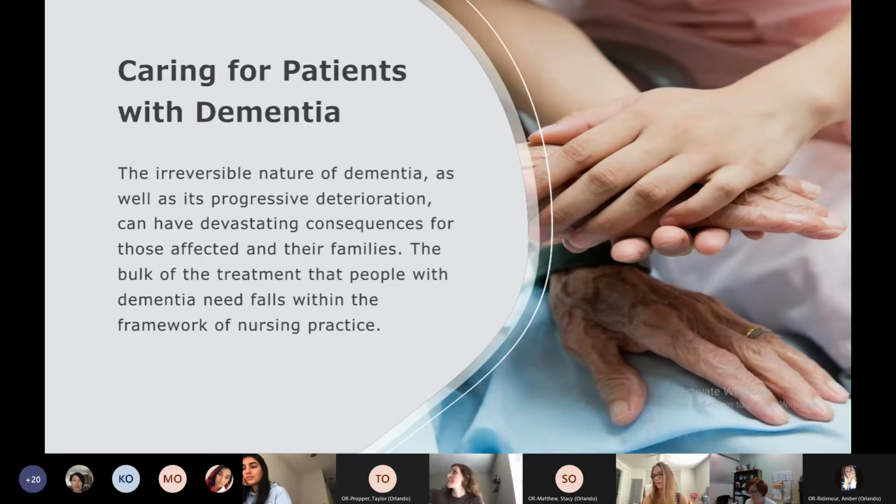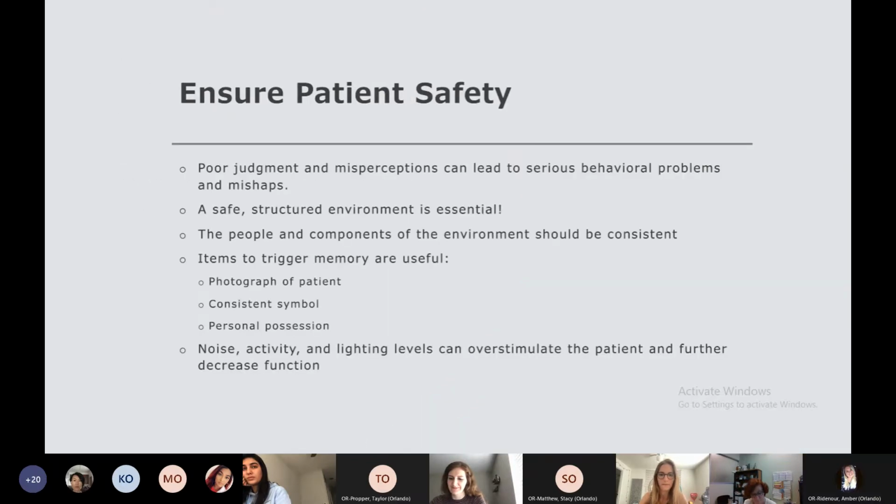Okay, so caring for patients with dementia, special care is required due to the negative consequences, not only for the person, but also the families. And a large part of the treatment falls into the nursing scope of practice. And I myself have personally gotten more comfortable just being exposed to dementia and Alzheimer patients at clinical.